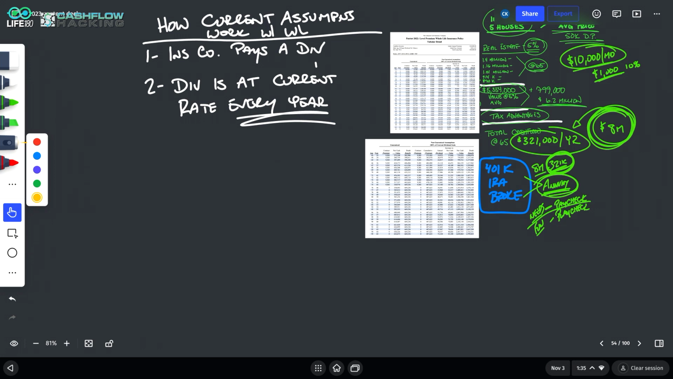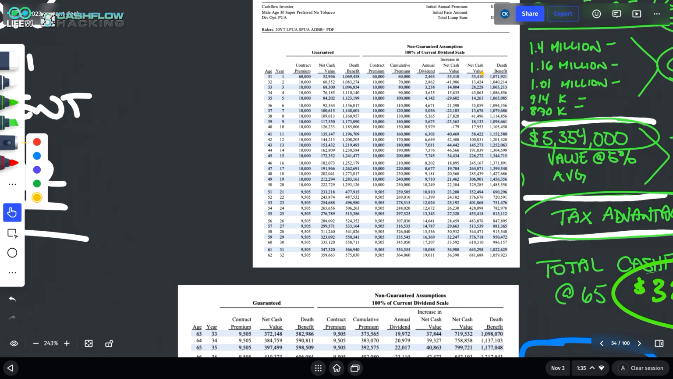Because first of all, we're assuming that the insurance company is going to pay a dividend and that they're going to pay it every year, okay? That's the key here, because this is assuming that it's paying a dividend every single year during this period of time. And in this situation, they're assuming, because when this policy was written, 5.2%. That's what they're assuming the dividend rate is going to be, and they're going to pay it every single year to get to this rate.